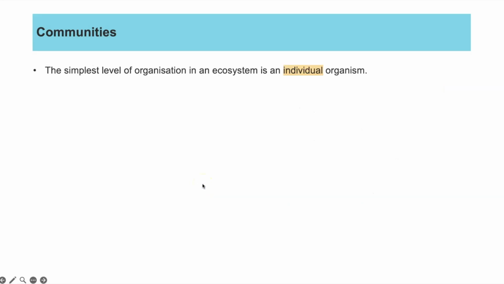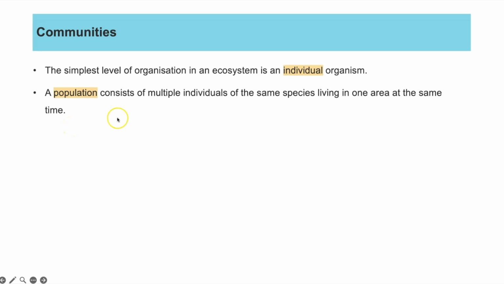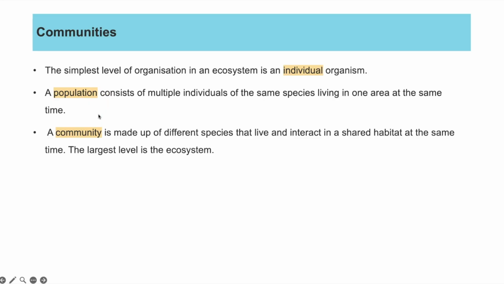So a bit more then about these levels of organisation within an ecosystem. We start with the smallest level, which is an individual, so just one living thing. A population consists of multiple individuals, but specifically they're the same species living in one area at the same time. The next level up is a community, and this is made up of the different species that are all living in one shared habitat at the same time.